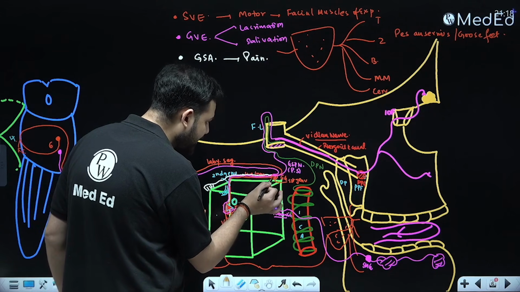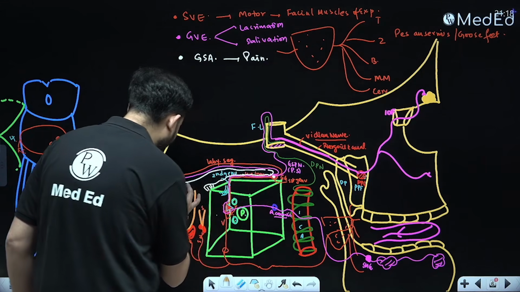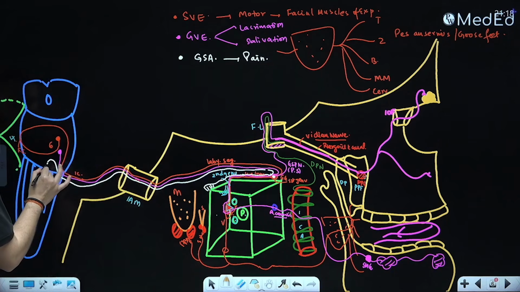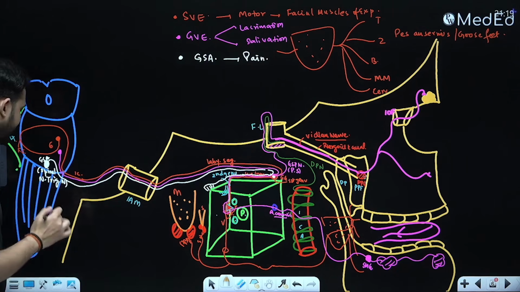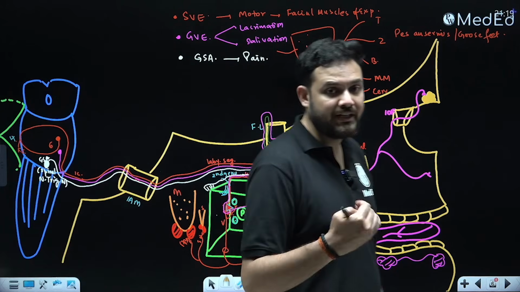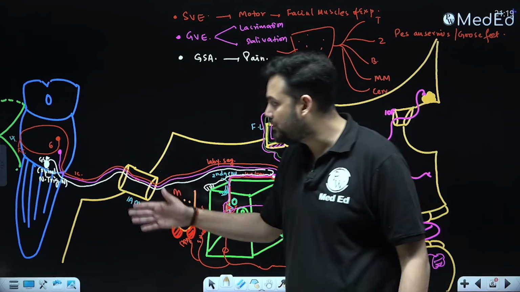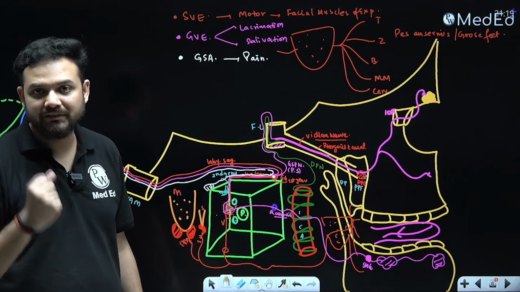They will relay at the geniculate ganglion. Here they relay, and then they will go in reverse in the same way, forming the labyrinthine part, forming the meatal segment, and then go into the pons. And here they will relay into a nucleus, and this nucleus is the nucleus for GSA. This is also called the spinal nucleus of trigeminal nerve, because trigeminal nerve is a nerve which is related to pain sensations. So facial nerve is also sharing another nucleus with trigeminal nerve called the spinal nucleus of trigeminal nerve, which causes you to get to know about these sensations when the facial nerve gets stimulated.